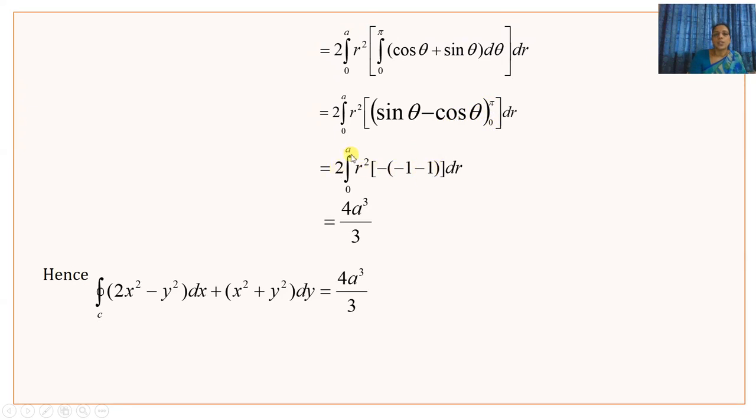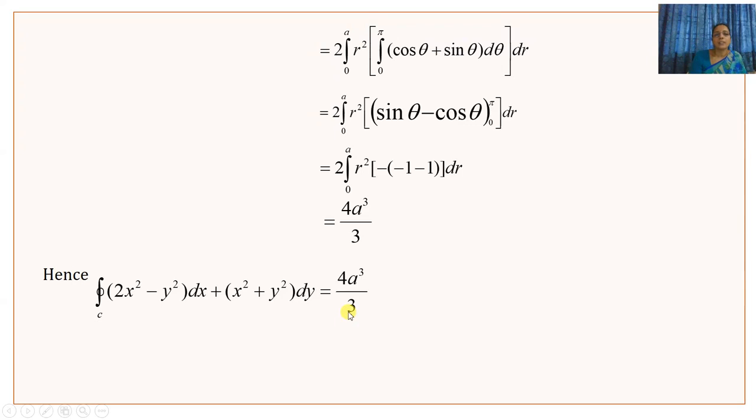Hence it is 2 into the integral from 0 to a of r² into 2 again, so 2 into 2, 4. The integral of r² dr is r³/3. Substituting the limits a and 0, it becomes a³/3. So that is how it is 4a³/3. Hence, the integral of (2x² − y²) dx + (x² + y²) dy along the given closed curve C is equal to 4a³/3 by using Green's theorem.